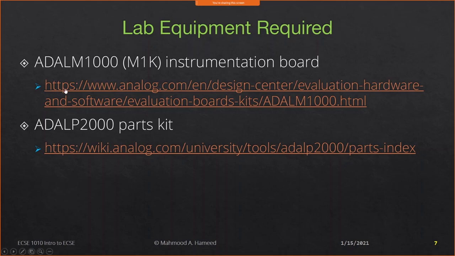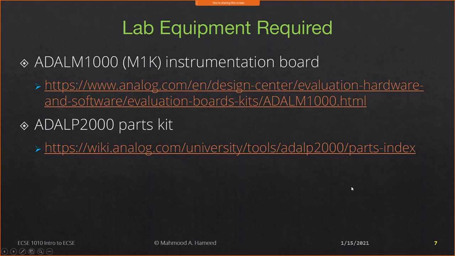So the links to this, I've just put them over here. When I make this available, you can take them down. However, these are essentially links, not to buy, but to get some information about the board and the parts kit. Those are not the links to buy the equipment. I suppose I can paste these links as well. That's the first link to the M1K board information, and this is the second link to the parts kit. So you can find more information about the board and the parts kit at these links.